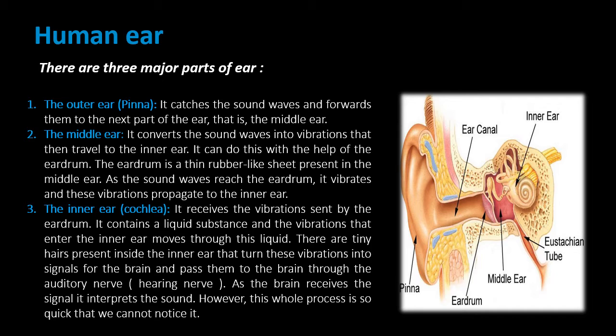Now talking about the inner ear. The inner ear receives the vibrations sent by the eardrum. It contains a liquid substance and the vibrations that enter the inner ear move through this liquid. There are tiny hairs present inside the inner ear that turn these vibrations into signals for the brain and pass them to the brain through the auditory nerve. As the brain receives the signal, it interprets the sound. However, this whole process is so quick that we cannot notice it.